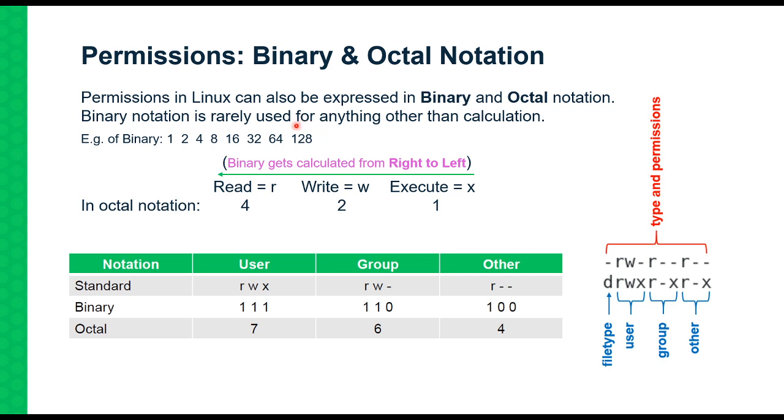So what's important to understand before we start calculating our permissions in the octal notation is that the binary sum gets calculated from the right to the left. So what does that mean? If we have our write permission over here, we can compare it to any of these other permissions, these groups. So let's start here at our user.